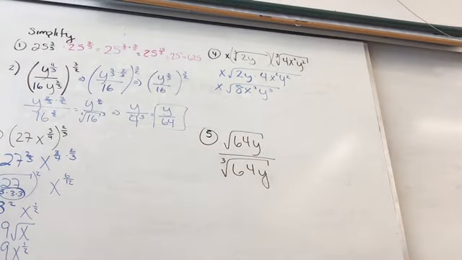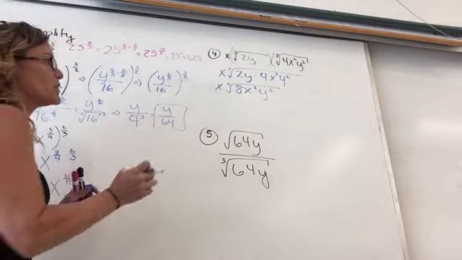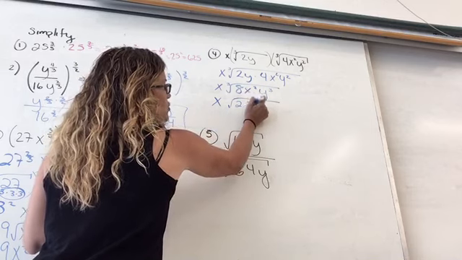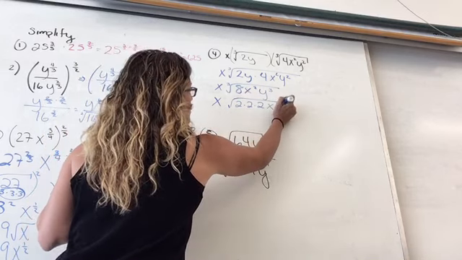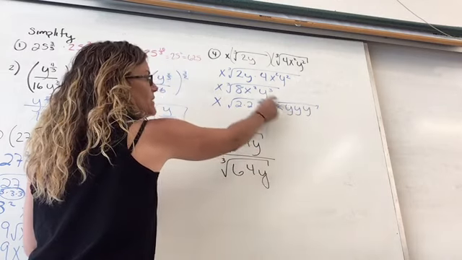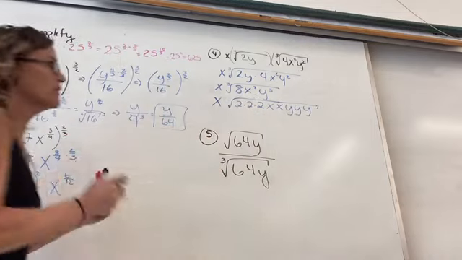Now, it is not a square root, but a cube root. So I want to take out groups of 3. So I want to break everything down. 8 can be rewritten as 2 times 2 times 2. I have 2 x's, and I have 1, 2, 3 y's. That 3 on the y means there's 3 of them. The 2 on the x's means there's 2. And 8 breaks down to that.